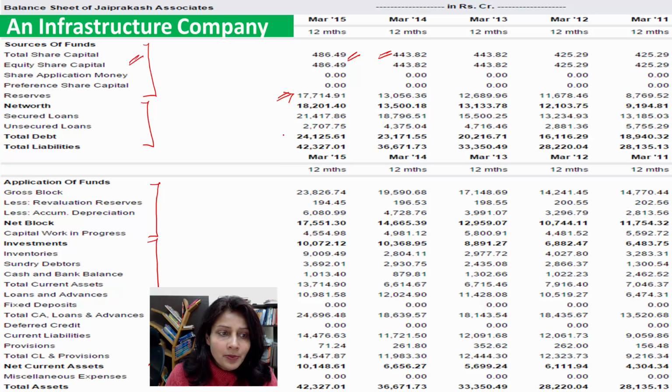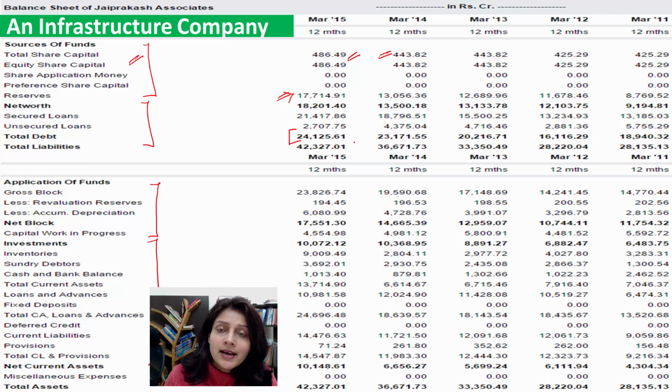And then finally, you should have a look at the debt section. You can see that the debt of this company is huge. Usually, it would be alarming. But it should not be alarming in the case of an infrastructure company, because infrastructure companies are capital intensive companies and they require a lot of funding. So the funding may come from either share capital or it can come from debt.